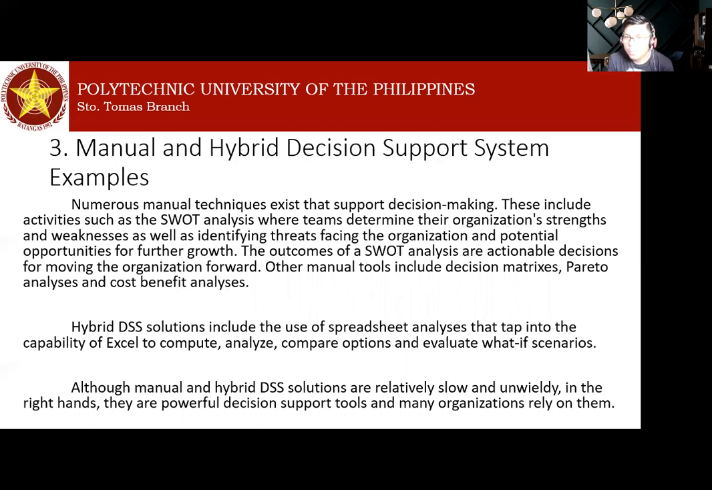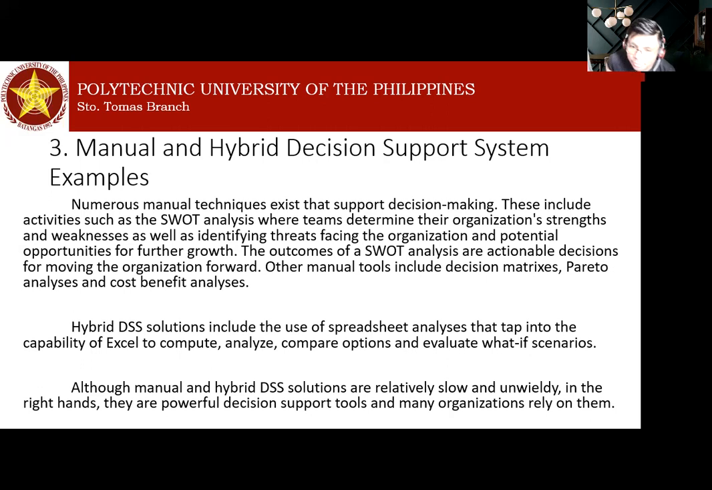So, with the help of our manual decision support system, kagaya na nga nung mga sinabi ko kanina, yung mga matrix, Pareto, so we use that as a manual decision support system na kung saan ma-identify natin manually kung ano ba yung magiging decision natin. For example, in terms of opportunities, how we are going to decide for the improvement or for a strategy ng ating business. The threats, the possible threats na meron sa ating industry.